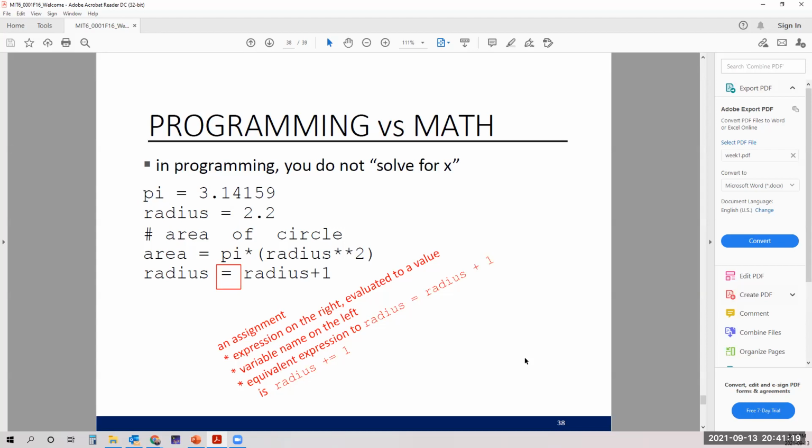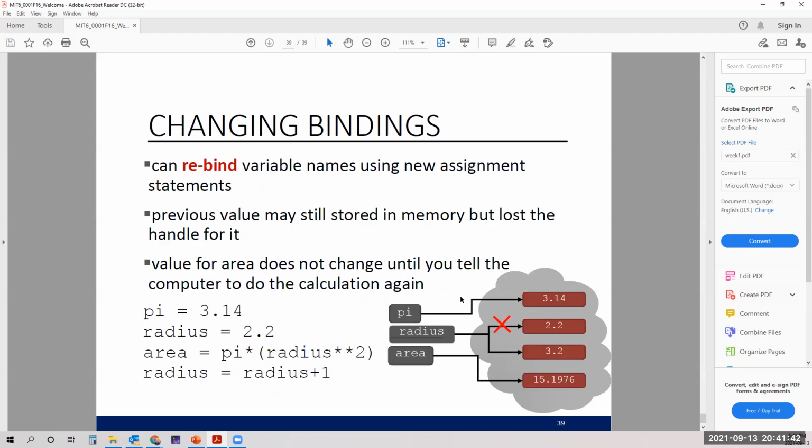Is radius equal radius plus 1 the same as radius plus equal 1? Yes. Same as C++ and Java, but we will do it practically next class. Our last slide.